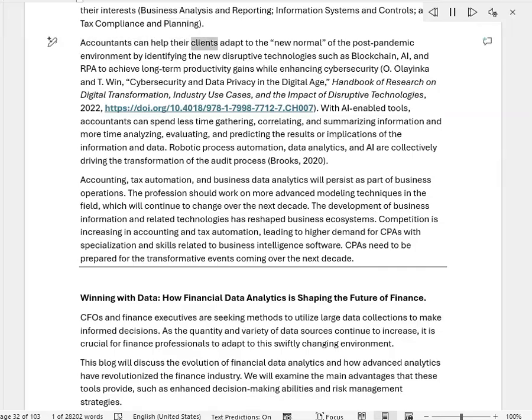Accountants can help their clients adapt to the new normal of the post-pandemic environment by identifying the new disruptive technologies such as blockchain, AI, and RPA to achieve long-term productivity gains while enhancing cybersecurity. Olayinka and Twin, Cybersecurity and Data Privacy in the Digital Age, Handbook of Research on Digital Transformation, Industry Use Cases, and the Impact of Disruptive Technologies, 2022.